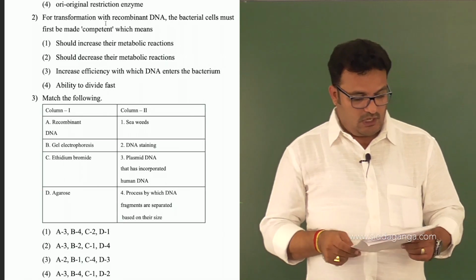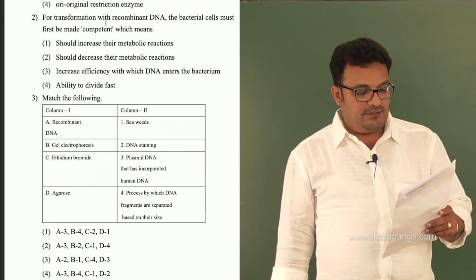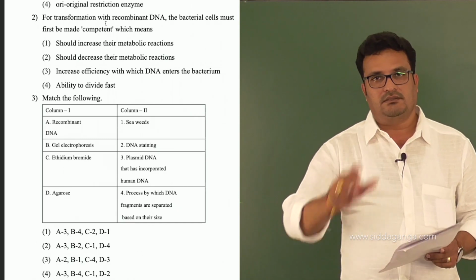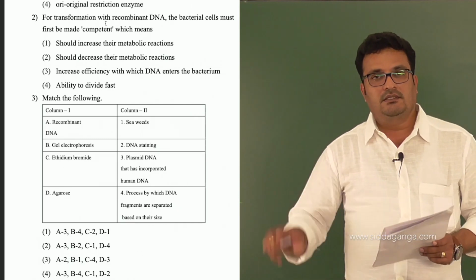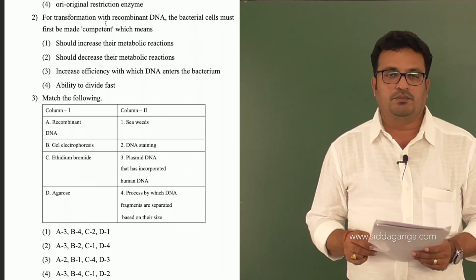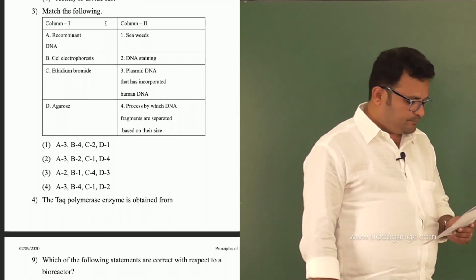So look at the options: the third option, increase the efficiency with which DNA enters the bacterium, is the right answer. As DNA is hydrophilic, it cannot pass through the cell membrane, that is the reason. Okay, we'll move on to the next question, number 3.